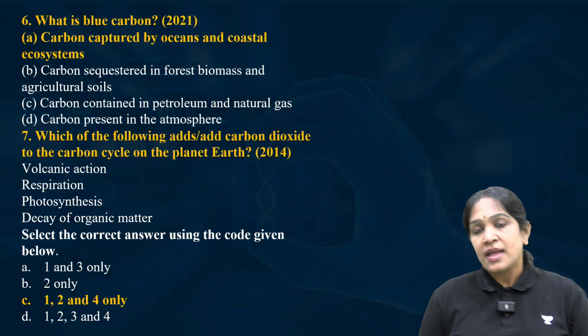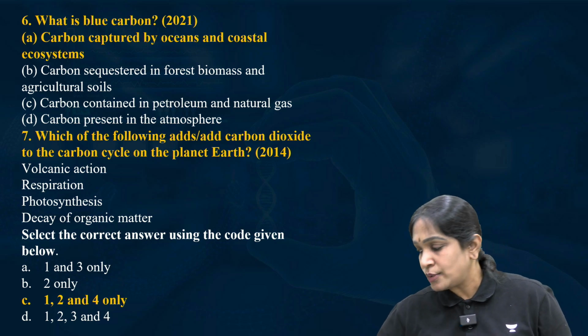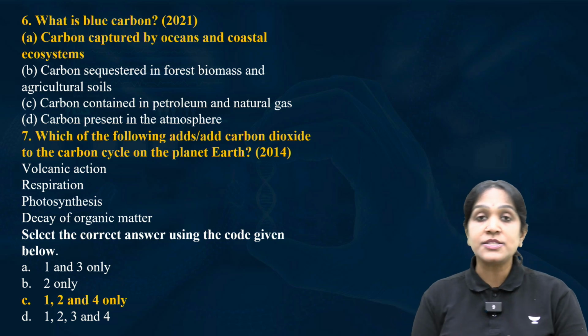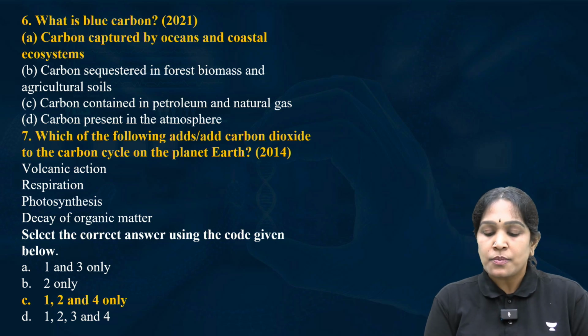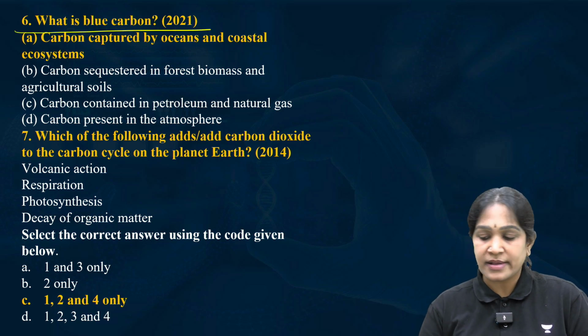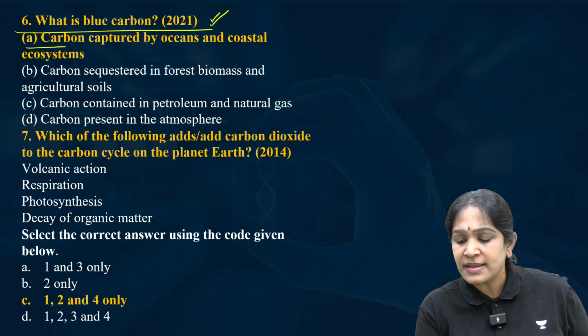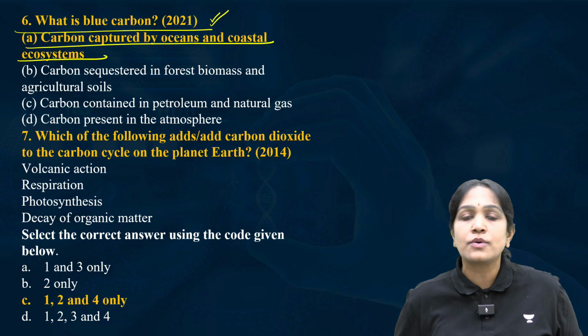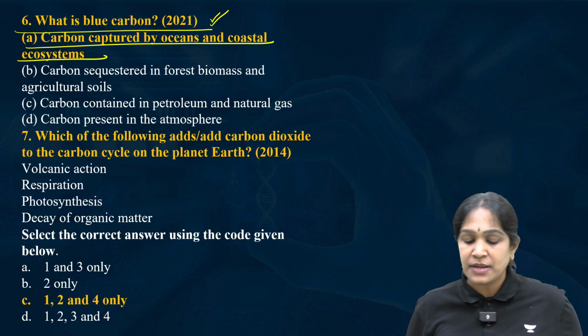Now, let us see some previous questions. The sixth question in today's session. From this you can understand how important the ecosystem is. What is blue carbon? A recent question, 2021. Obviously, we can guess: carbon captured by the oceans and the coastal ecosystems is called blue carbon. Simple question.